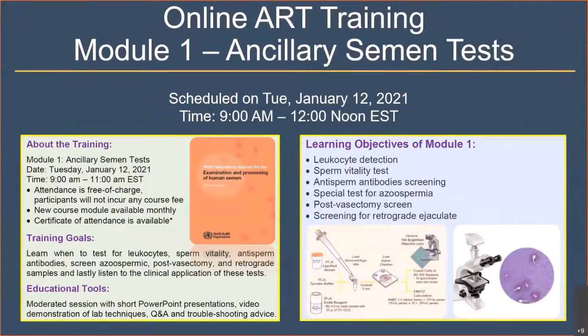So this is today's program. The learning objectives today: we have a very, very good program, and you will see this is part of the semen analysis, and it is like a hidden gem. Most people will not know many of these tests that are basically done as part of semen analysis as indicated. So we are going to discuss leukocytospermia or detection of white blood cells or infection, sperm vitality testing, anti-sperm antibody screening, special tests for azoospermia, post-vasectomy screen, and screening for retrograde ejaculate.